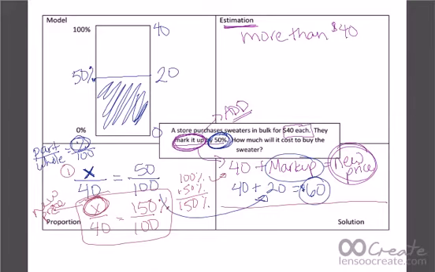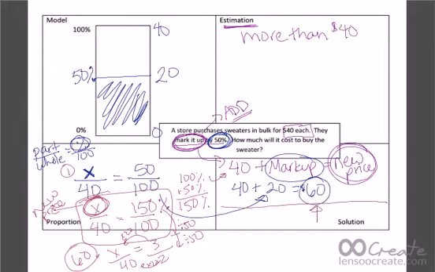Now, if I think about it, 150 over 100, well, I can divide each of those by 50. So 150 divided by 50 gives me 3. 100 divided by 50 gives me 2. So X over 40 gives me 3 over 2. Well, how can I go from 2 to 40? I can multiply by 20. So 2 times 20 gives me 40. So 3 times 20 gives me 60. And that's the new price I found right over here.